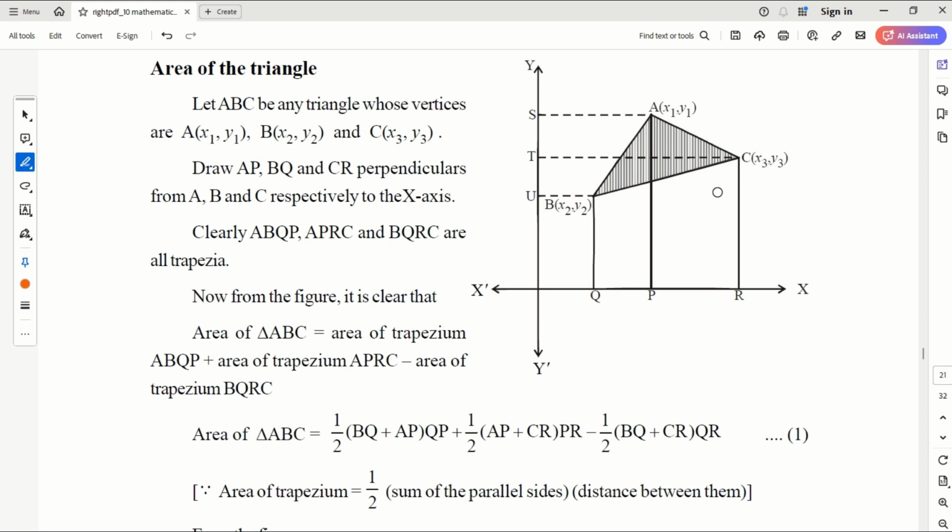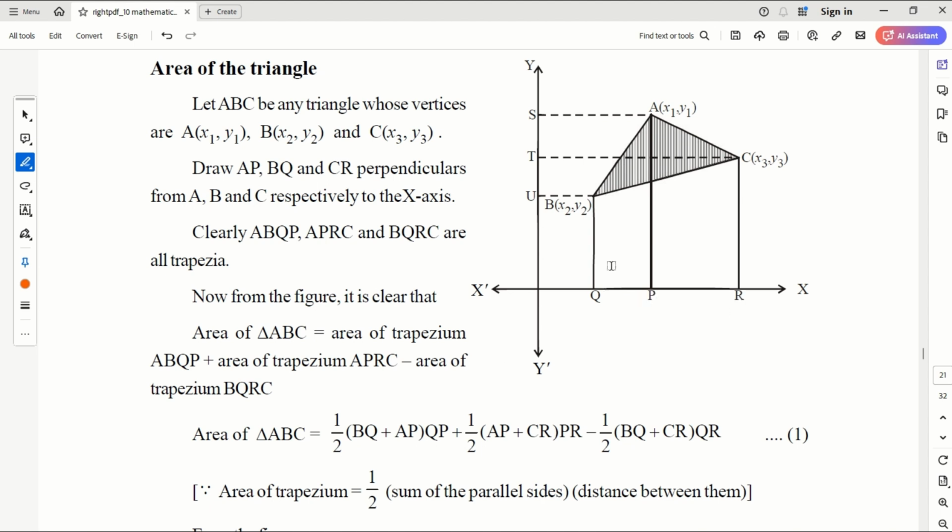Let's say there is a triangle like this in the coordinate plane, and the vertices are at x1, y1, x2, y2, and x3, y3. Now how to calculate the area of this scalene triangle? It is not a right angle triangle, it is just any shape. You have two ways. Either you can draw the perpendiculars onto the y-axis or the x-axis. In this case, we have drawn perpendiculars to the x-axis. You draw perpendiculars from A, B, C onto the x-axis. So from B it is Q, from A it is P, from C it is R.